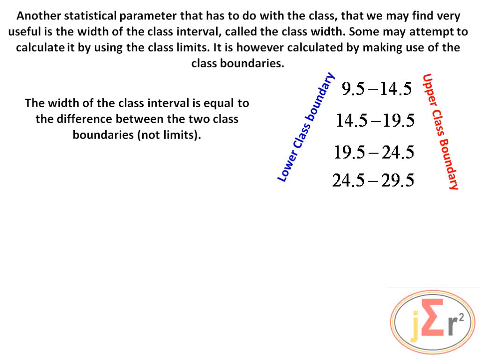The width of the class interval is equal to the difference between the two classes. So it is the difference between the two class boundaries and not the difference between the two class limits. Take any class and the width of the class interval will be the difference between those boundaries.